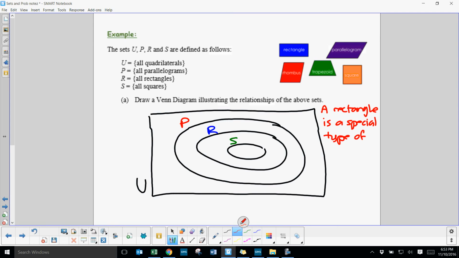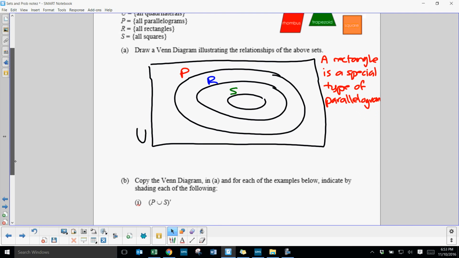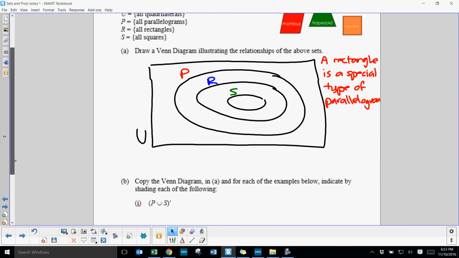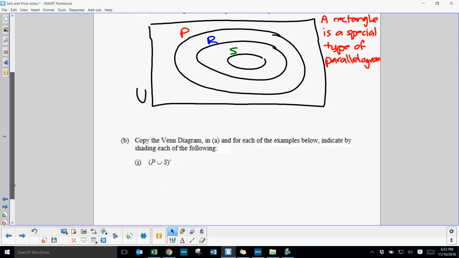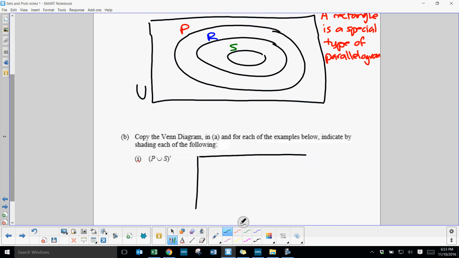A parallelogram is just a four-sided shape with two pairs of parallel sides. You could also say that a square is a special type of rectangle, and you could write that down too if you wanted to. So you just copy this Venn diagram again, and for each of the examples, do some shading. So let's copy that Venn diagram.